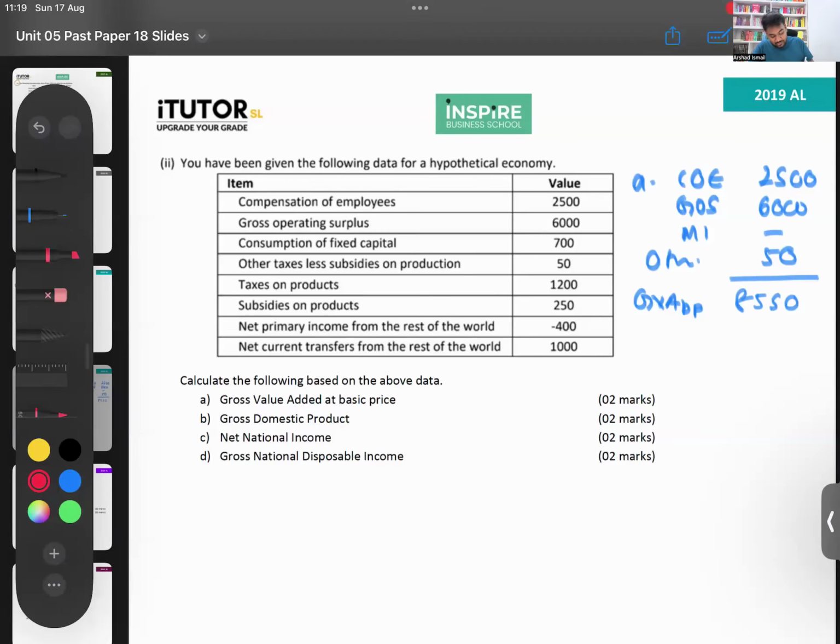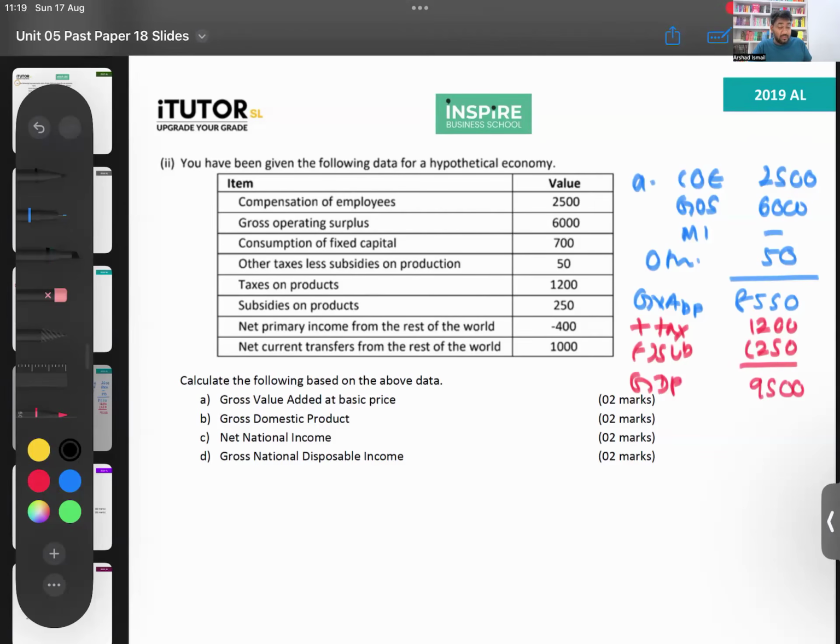Then next one is asking for GDP. How do you go from GVA to GDP? You add taxes on products minus subsidies on products. So add 1,200 minus 250. How much do we get? 9,500. Then they're asking for net national income.